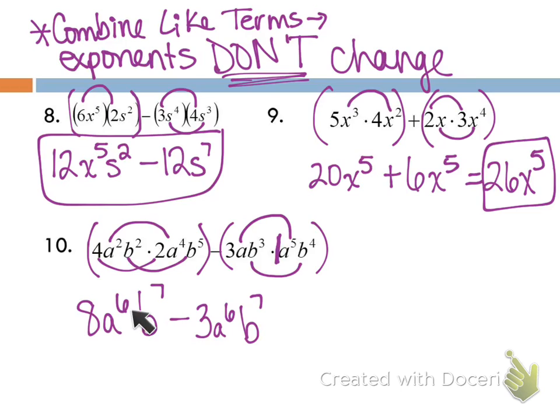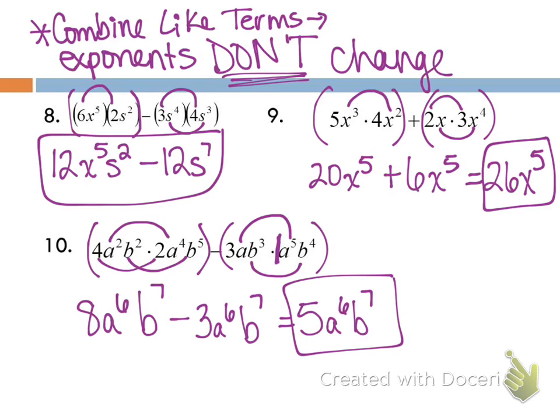Yes, they both have a to the 6th, b to the 7th. If they match perfectly, we can combine them. So we are going to take 8 minus 3. 8 minus 3 is 5. Are my exponents going to change? No. When we combine like terms, exponents do not change. Exponents are only going to change during the multiplying step.